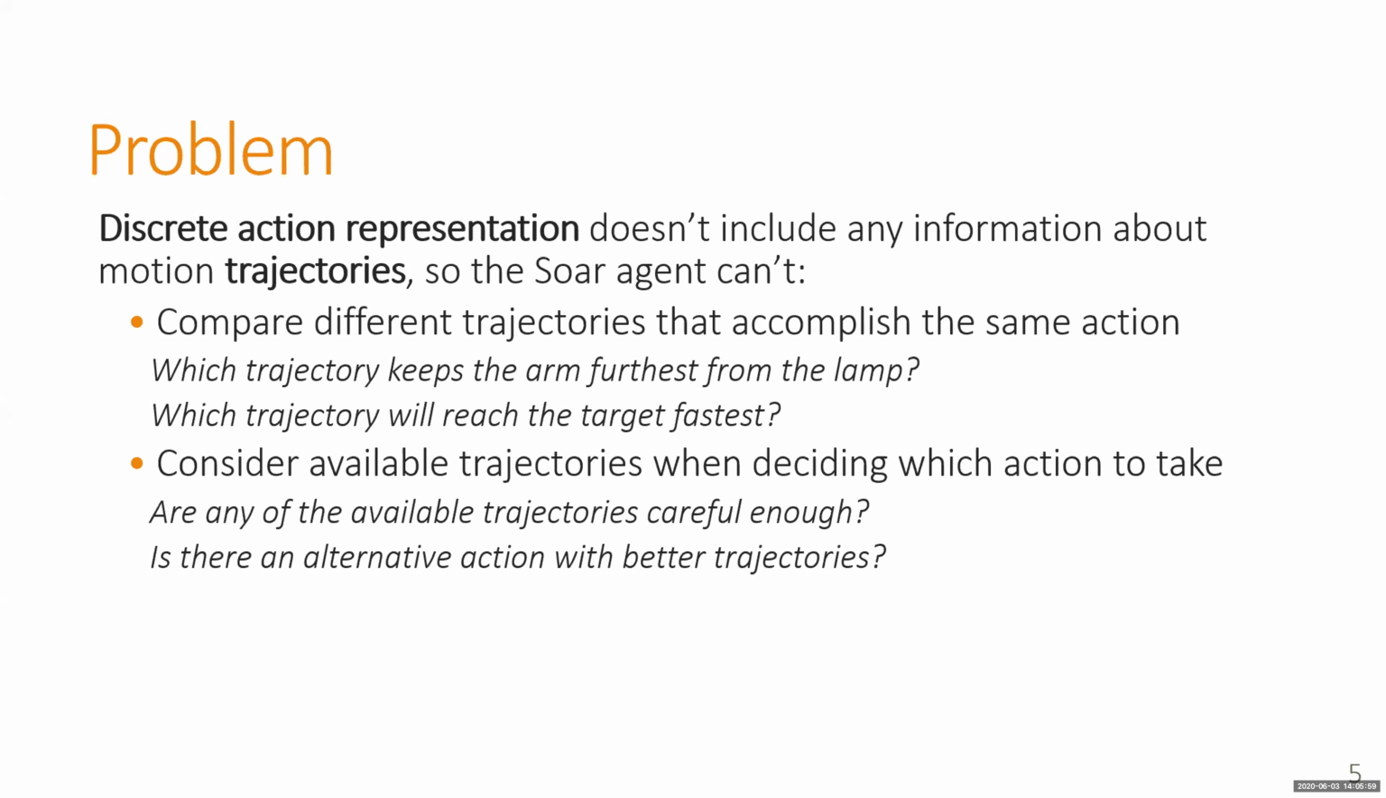Another type of reasoning that agents can't do right now is actually consider what trajectories are available and their properties when deciding which action to take. If you think about it, deciding which action to take is very tied to the problem of figuring out how to implement it with a trajectory. Separating those two problems in the way that we do means that our agents can't ask things like, are there any available trajectories that are careful enough to meet my current requirements? Or is there an alternative action with trajectories that better fit those requirements?